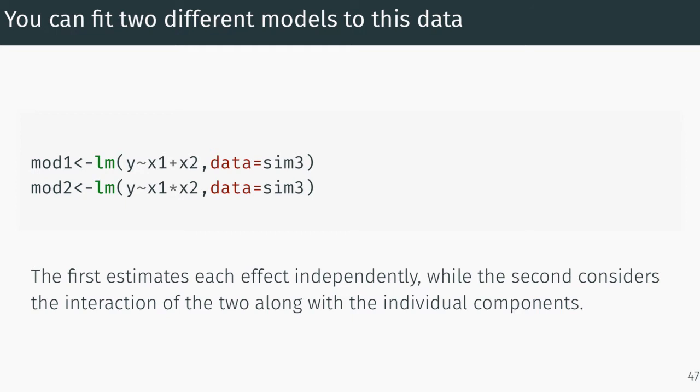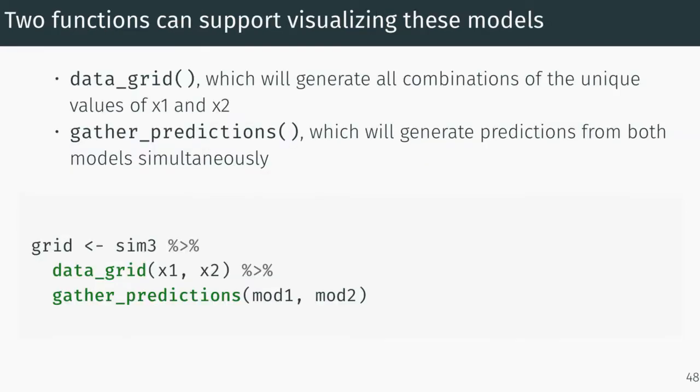So we can fit 2 different models to this data because we have two different predictors. One is an additive model, and the other is a multiplicative model. The first estimates each effect independently, and the second considers the interaction of the two along with the individual components. So this one has an interaction term plus an x1 term plus an x2 term. 2 functions can support visualizing these models. We have the data grid function, which will generate all combinations of the unique values of x1 and x2, and gather predictions, which will generate predictions from both models simultaneously.